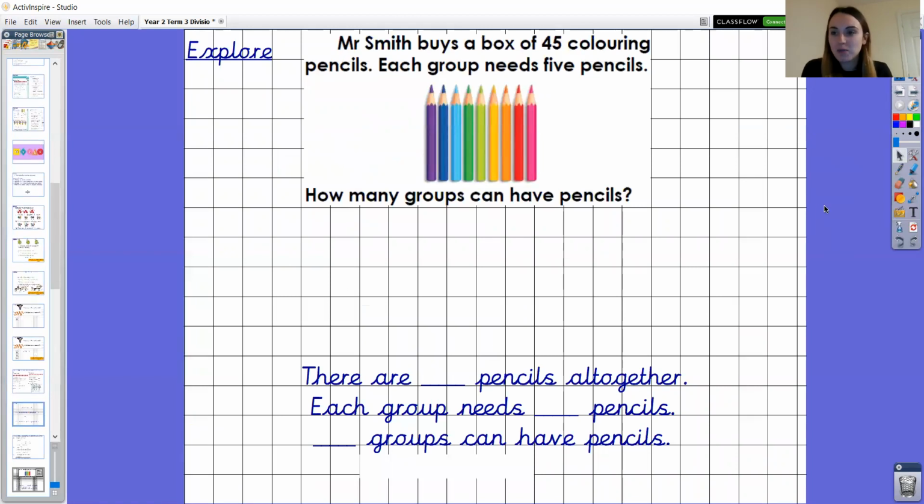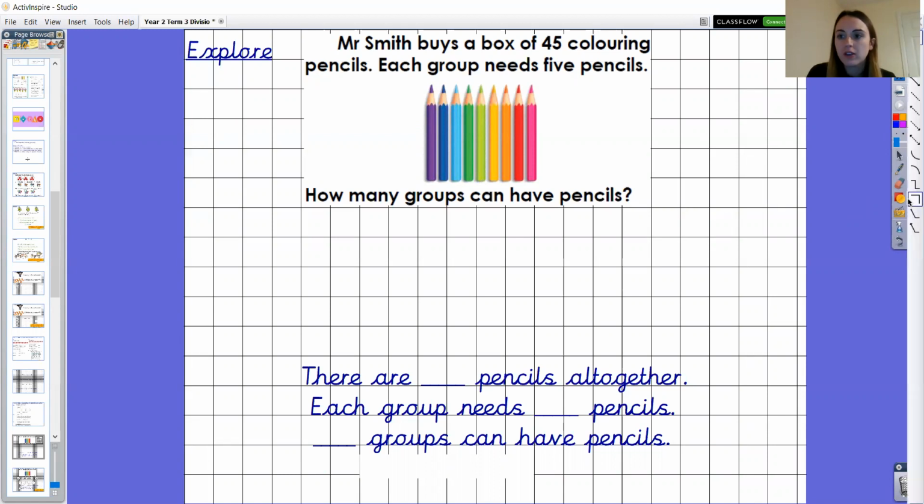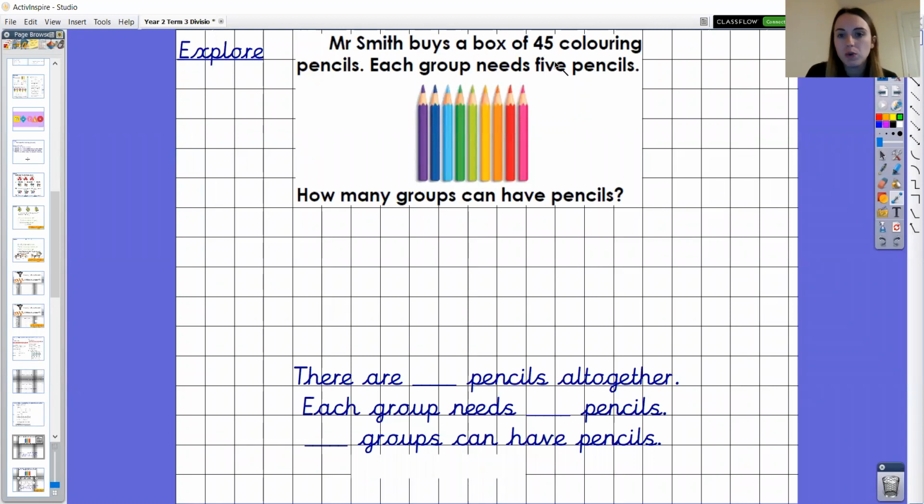Okay, so for our next Explore question, we've got a word problem. Mr. Smith buys a box of 45 colouring pencils. Each group needs 5 pencils. How many groups can have pencils? So as you can see here, there are some STEM sentences to help us think about this question. So there are pencils all together. So first of all, we need to find the whole amount. And I can retrieve that information from identifying the key information in the word problem.